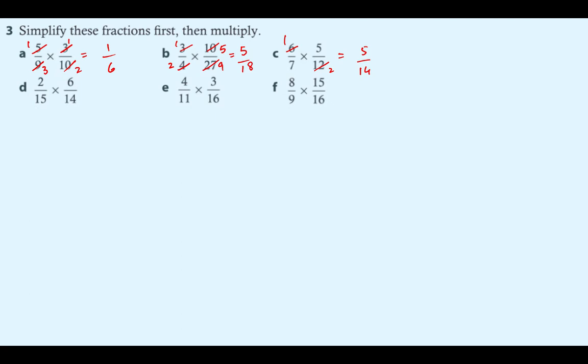Part D, 2 ones are 2 and 2 sevens are 14. 3 twos are 6, 3 fives are 15. So we get 2 over 35. Part E, 4 ones are 4, 4 fours are 16. So we get 3 over 44 as the answer. Part F, 8 ones are 8, 8 twos are 16, 3 threes are 9, 3 fives are 15. So we get 5 over 6 as the answer.